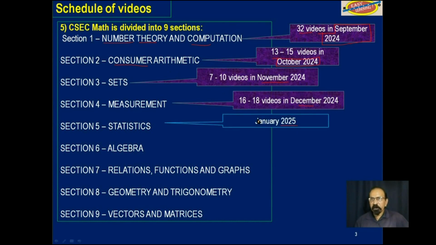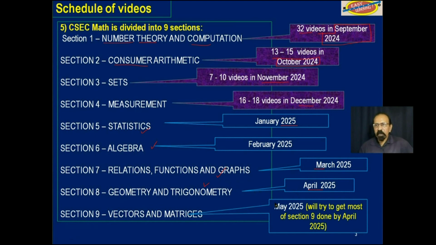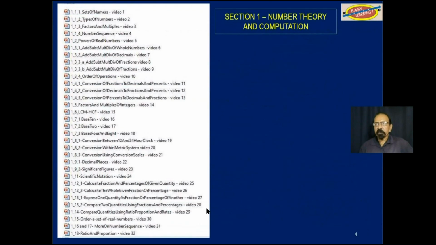New year, January 2025, statistics. Then algebra in February. March, relations, functions, and graphs. April, geometry and trigonometry. And finally, hopefully by mid-May, vectors and matrices.